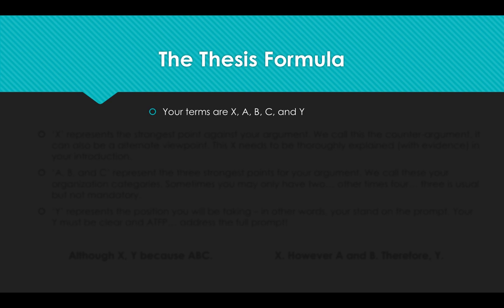So this all leads up to the thesis formula. In math, you use formulas all the time. Let's add in numbers to this equation. Let's complete this formula, and then you get the answer. I'm not a math person, so I'm really struggling to explain this formula. So let's do it in a historical sense. For the formula, you have the terms X, A, B, C, and Y. Remember those: X, A, B, C, and Y.